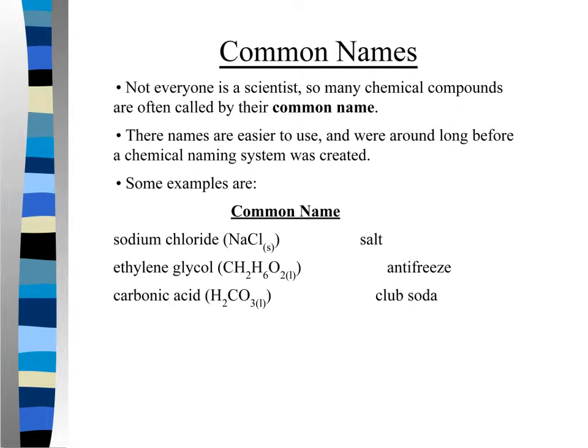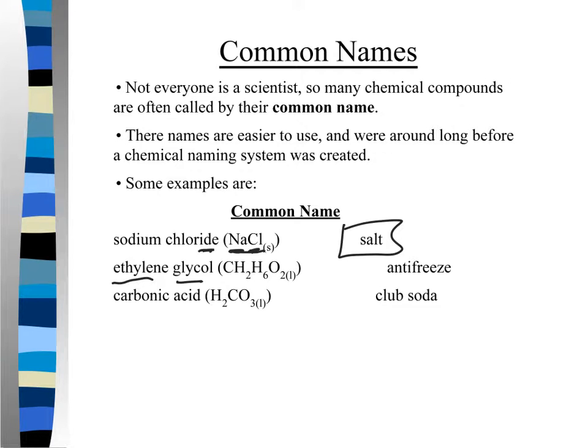Now, some common names. Not everyone is a scientist, so many chemical compounds are often called by their common name. These names are easier to use and were around long before a chemical naming system was ever created. Some examples that we may see: sodium chloride, which is NaCl, because Na is sodium, Cl is chlorine off our periodic table, but again, it's an ionic compound, so we change the ending of the non-metal to "ide." It's also known, though, as salt.